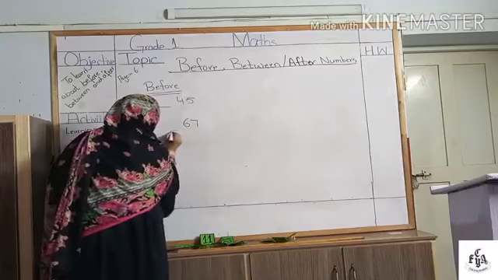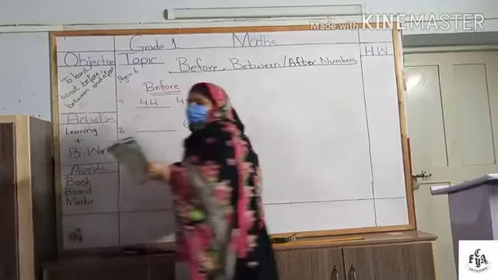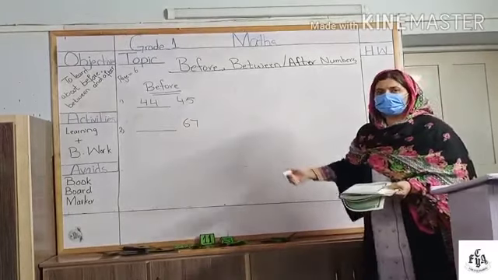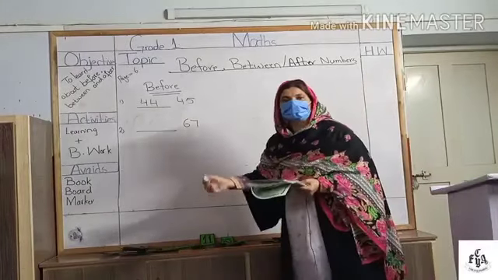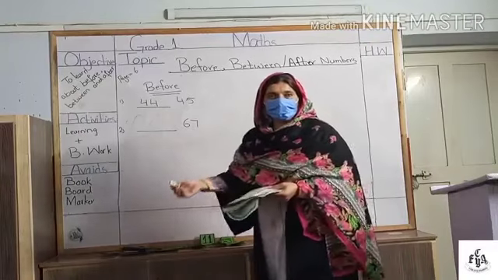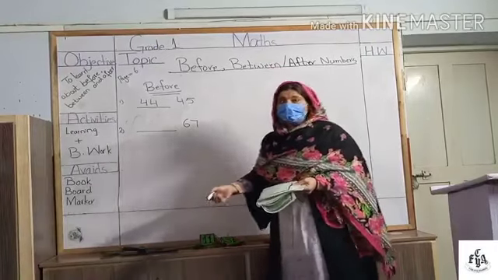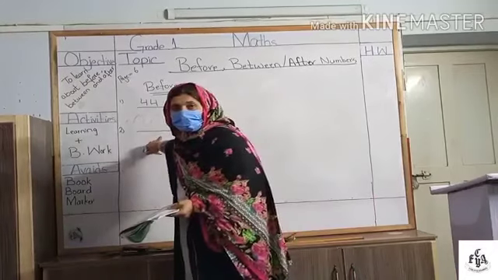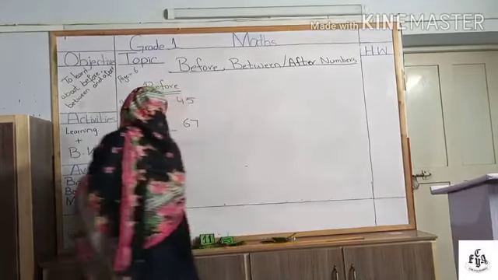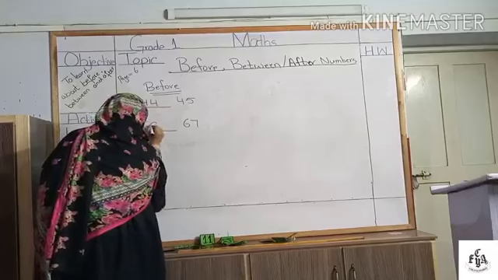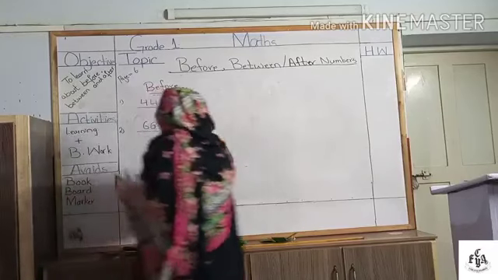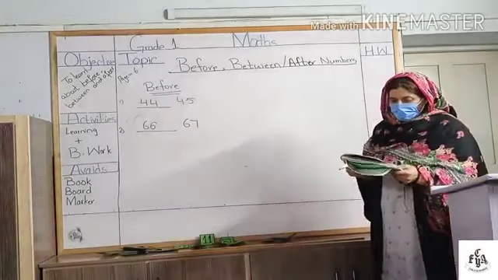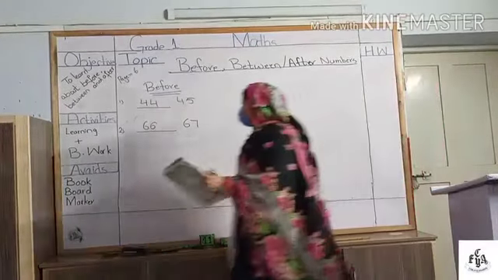Now, the second number is 67. You will start the number from 60. 60, 61, 62, 63, 64, 65, 66, and 67. So what will I write here? 66. Excellent. 66, 67. Done.